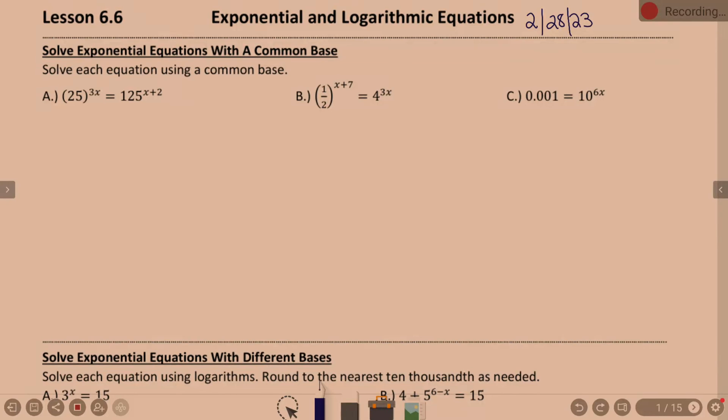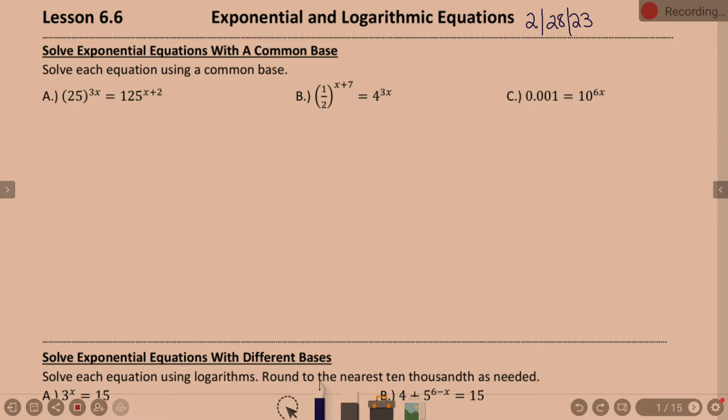So lesson 6.6, we are solving exponential and logarithmic equations. We've done bits and pieces of this throughout this chapter already, but we're adding a little bit more in today. Okay, we're getting serious with it, I guess, so to speak. So I've got kind of 3 or 4 different types of problems that we're going to work on.